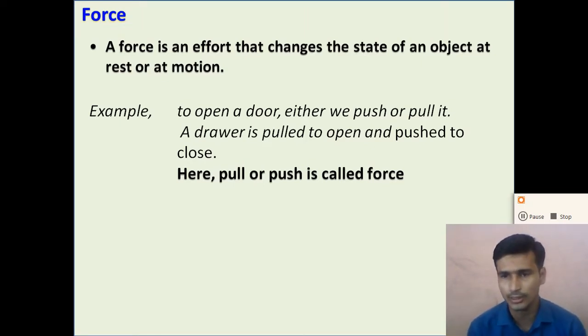So when the object changes its state, when the object changes its position from one place to another place, we can say that the object is in motion, right? So for the motion, the force is required. Force is the fundamental reason behind the motion, right? Until and unless we apply any force on the object, it maintains its state, whether at rest or in motion, right?